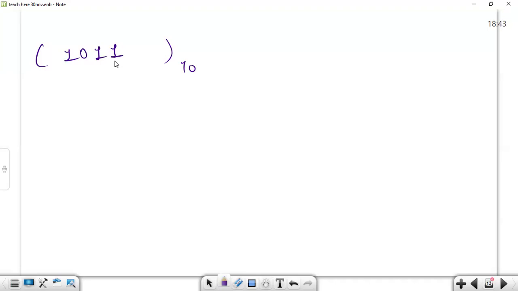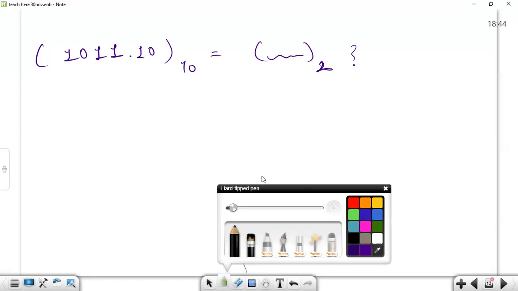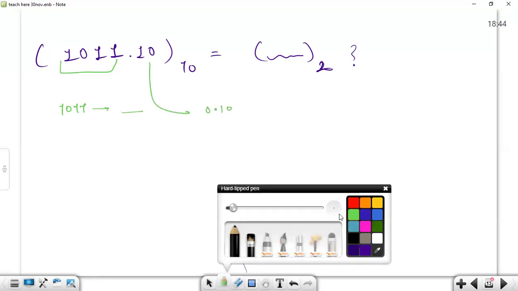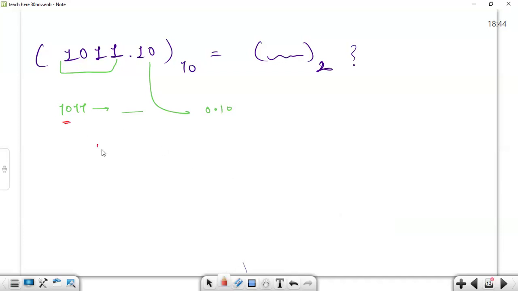Okay, this is a decimal number, right? 1011.0.10. Okay. So this is in decimal number system, and I have to find out the equivalent for the same in binary number system, right? Yeah, is this the question? Yes, sir. Okay, great. So first of all, what we have to do, we have to take this number separately and find out the binary equivalent, and this separately. Okay, so let's do this first.